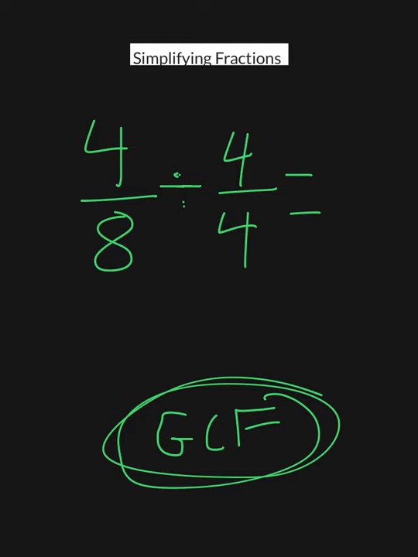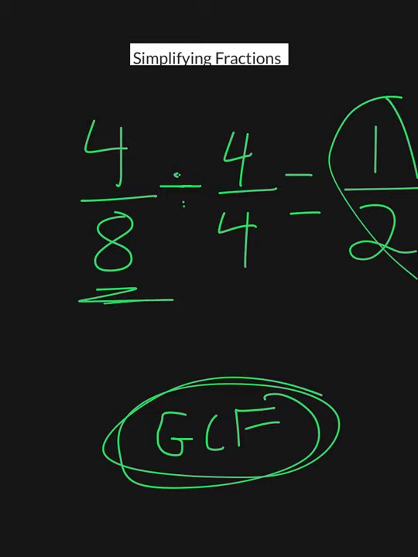4 divided by 4 is 1. 8 divided by 4 is 2. 4/8 is the same thing as saying 1/2.